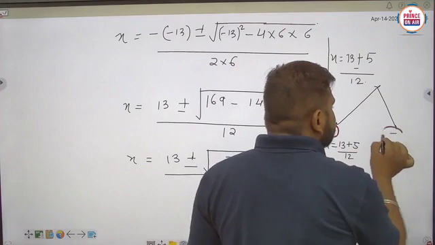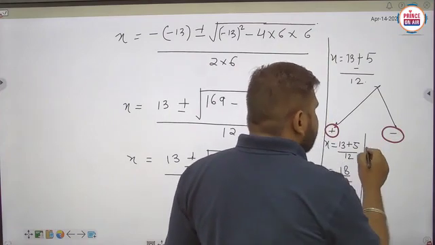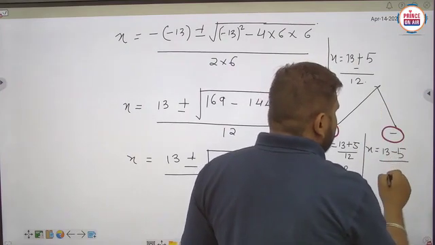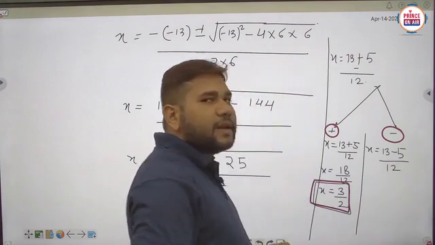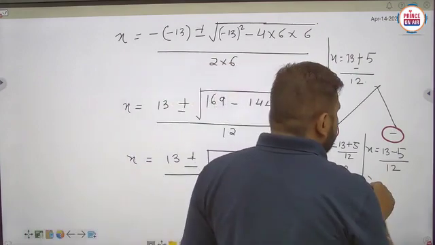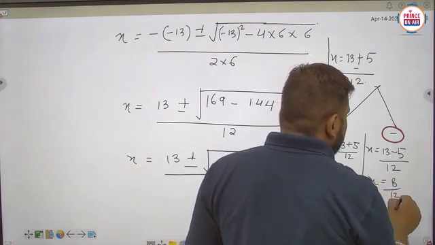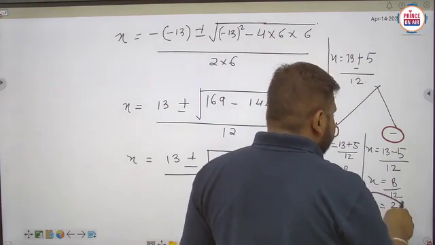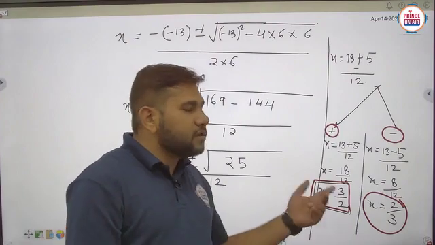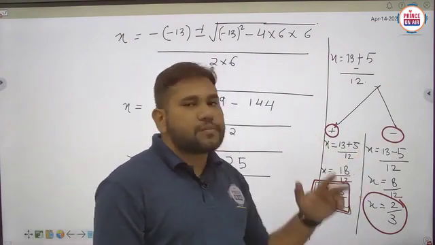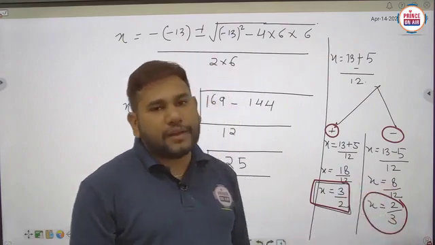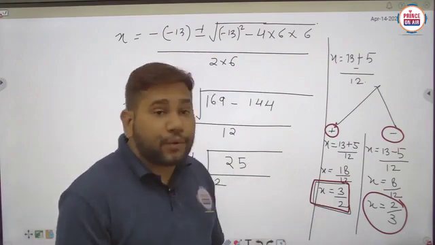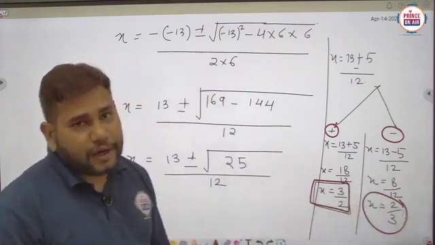So, when I use plus, I got x is equal to 3 by 2. And when I use minus, what will be the value of x beta? x is equal to 13 minus 5 upon 12. What is the value of 13 minus 5? It will be 8 upon 12, and x equals 2 by 3. When I use minus sign, the value of x will be 2 by 3. So, I got two roots of this quadratic equation. The one root is 3 by 2. The second root is 2 by 3. Clear to all of you beta?